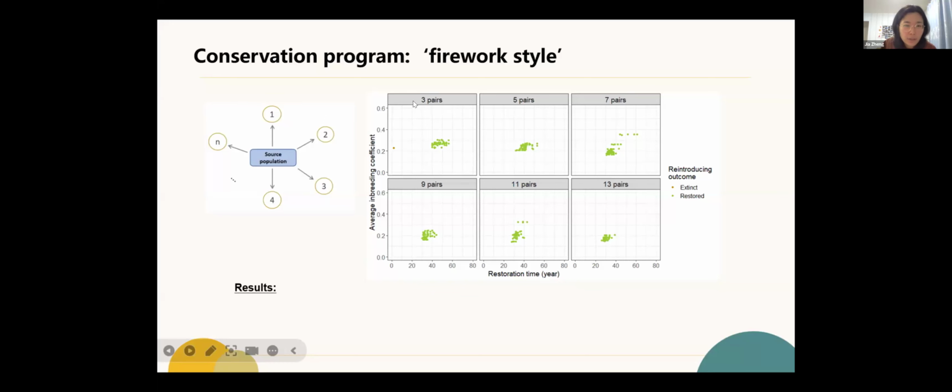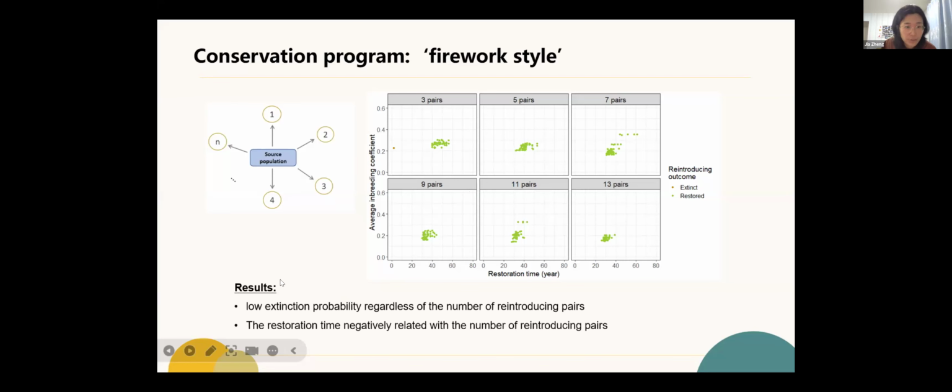You can see that even when we introduce very few pairs to the new populations, there's a high chance that the population can still recover quite well. In these 50 simulations, only one went extinct. And if you introduce more pairs to different populations, then the restoration time becomes shorter, meaning the population will develop faster. So this is the result from the firework style reintroduction.